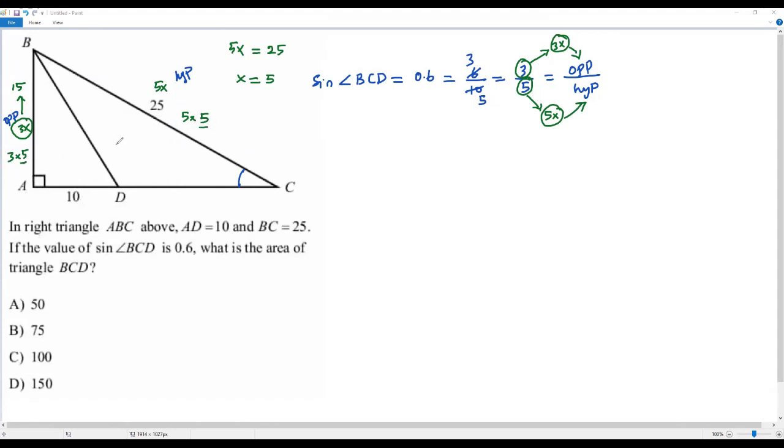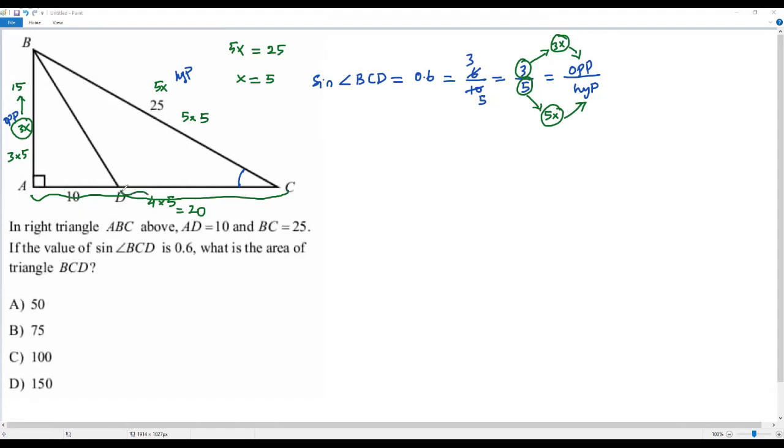So this ABC is a 3, 4, 5 right triangle. That is, the length of the hypotenuse is a multiple of 5 and the length of one of the other two legs is a multiple of 3 with the same factor 5. Then the length of the third leg has to be a multiple of 4 with the same factor 5. So the length of this AC has to be 4 times 5. So 4 times 5 is 20. Here I got the length of this side of the right triangle ABC, that is AC. The length of AC is 20 and already we know the length of AD is 10.